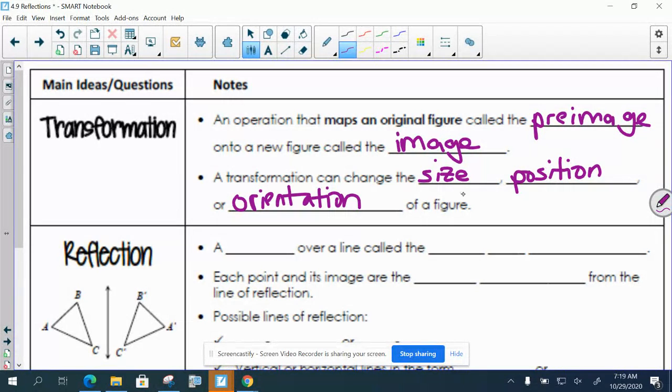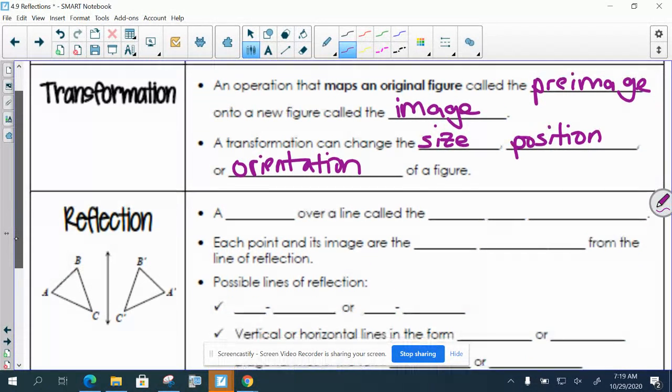So of all three of these types of transformations, two out of the three preserve the length, or make it so that the pre-image and the image are congruent. But one of them does not, and that's the one that changes the size. If the size changes, then it's not congruent anymore, but it is similar. And we'll learn more about that one tomorrow.